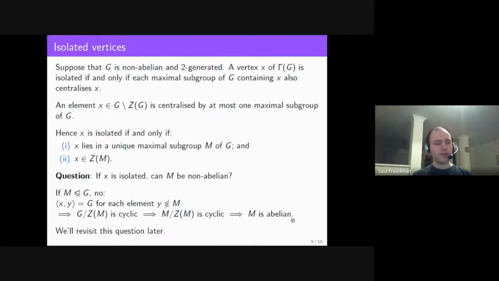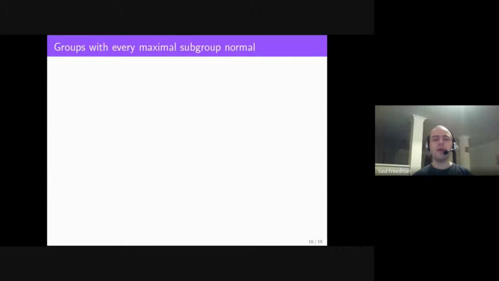Okay, so now we'll move on to the main part of the talk, where I will present results about gamma of G related to certain families of groups. In the first case, we'll consider groups that have every maximal subgroup normal. In the finite case, a group with every maximal subgroup normal is exactly a nilpotent group. And of course, every infinite nilpotent group has every maximal subgroup normal. But there are non-nilpotent infinite groups that still have every maximal subgroup normal.